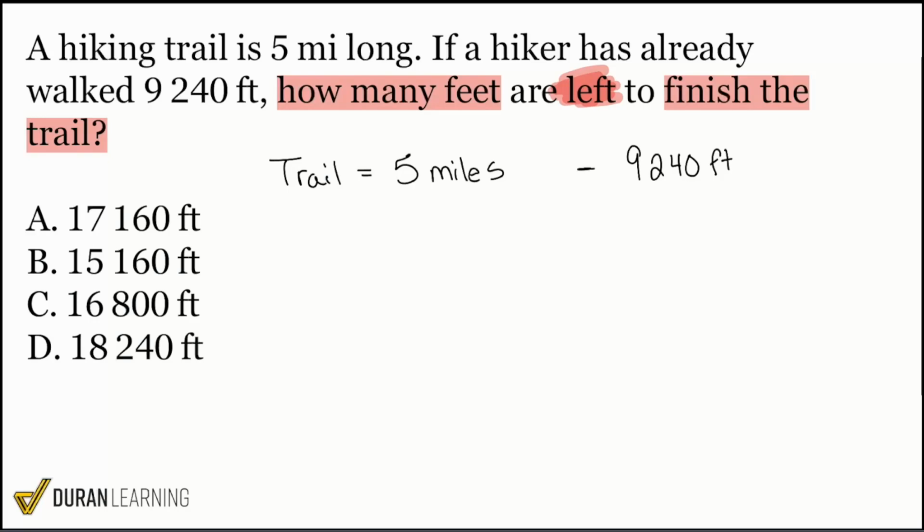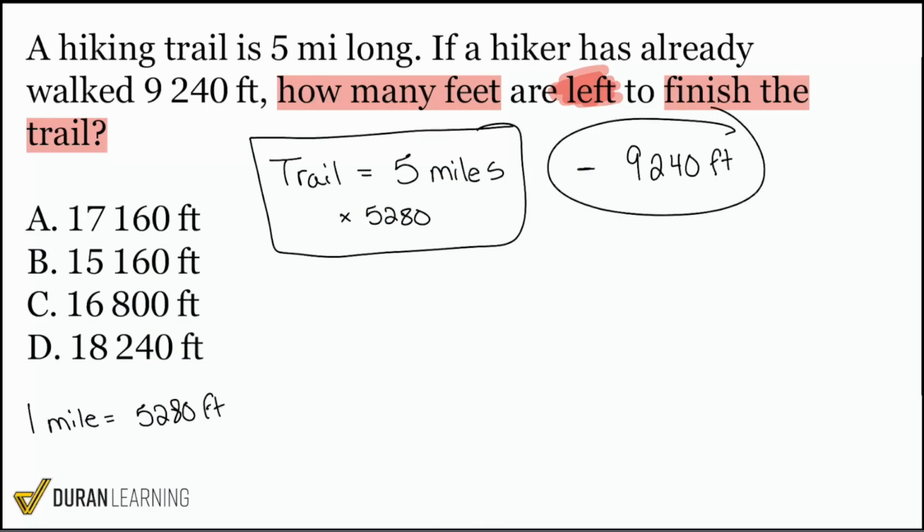So with that said, my party people, let's go ahead and do this. Here we go. We are going to do 9,240 feet, leaving that as is, and we'll turn the miles into feet. So right over here, we are going to do multiplied by 5,280 because here's your conversion. 1 mile equals 5,280 feet. So with that said, my party people, let's go ahead and get it done. Once we're done with the conversion, then we're going to subtract.